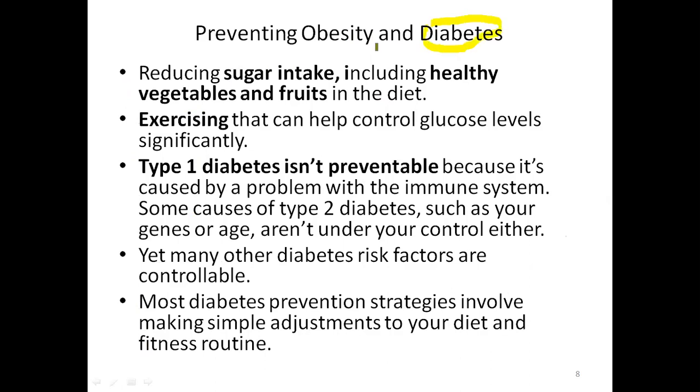Another disorder which is very much a cause of diabetes is obesity. We are going to discuss this. Now, in order to prevent diabetes, one needs to reduce sugar intake and include a lot of vegetables and fruits in their food, and exercising will help them. But in the case of type 1 diabetes, as it is an autoimmune problem, it is not preventable. If it is programmed to happen, it is going to happen, but it can be managed.